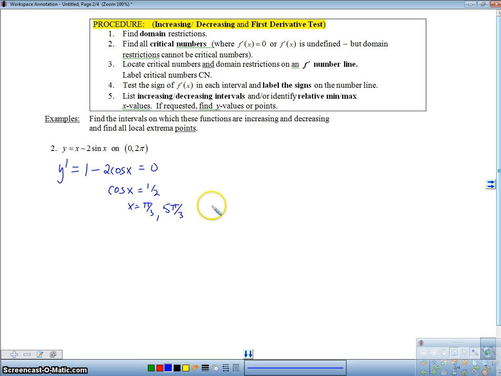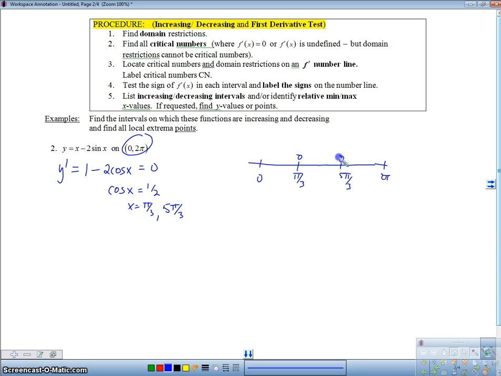All right, so then what do I do here? Well, I do the next step. I make my number line. So number line, and I'm going to go from 0 to pi over 3 to 5 pi over 3 to 2 pi. And the only reason I'm doing it like this is because I'm restricted right here on my interval.